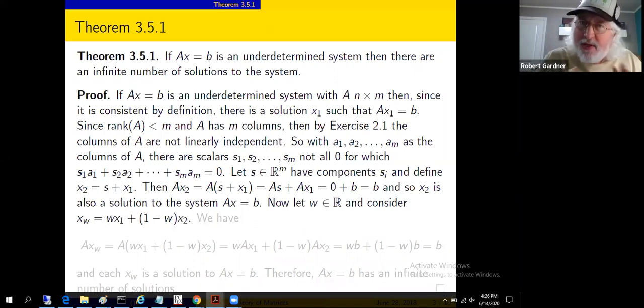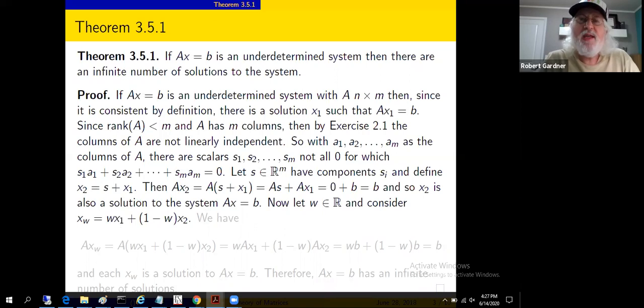Think of it as ranging between 0 and 1 first. When we plug in w equals 0, we get 0 times x sub 1 plus 1 times x sub 2. I actually like to think of w as a parameter t, like time. So when w is 0, x sub w equals the vector x sub 2. When w equals 1, we'll get out 1 times x sub 1 plus 0 times x sub 2. So when w equals 1, this vector we're choosing is the x sub 1 vector.